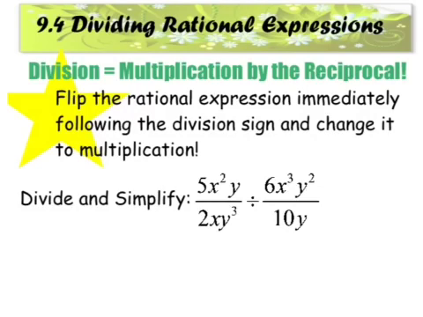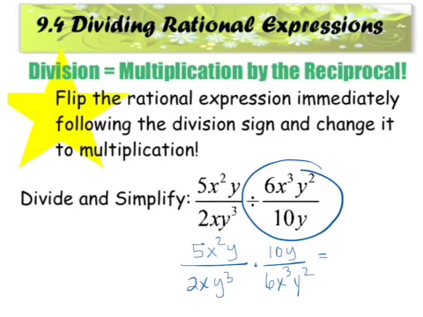So now let's see how this works when we have two rational expressions. I'm going to take my second fraction and flip it upside down. So instead of saying 5x squared divided by this expression, we're going to have 5x squared y over 2xy cubed times that whole expression. So once it's flipped, I'm going to multiply straight across. I get 50x squared y squared over 12x to the 4th y to the 5th.